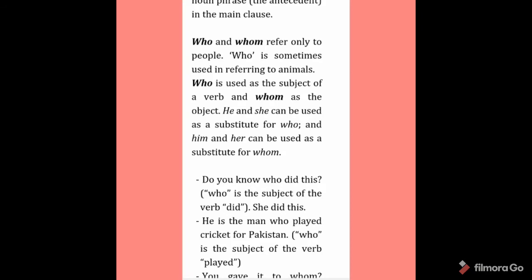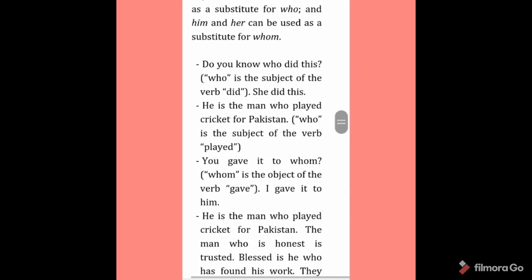You answered me, suppose, she did this. He is the man who played cricket for Pakistan. Here, who is referring back to pronoun he. Who is the subject of the verb played. You gave it to whom. Whom is the object of the verb gave. And you is the subject. That's why you is the subject, gave the verb, and whom is the object.